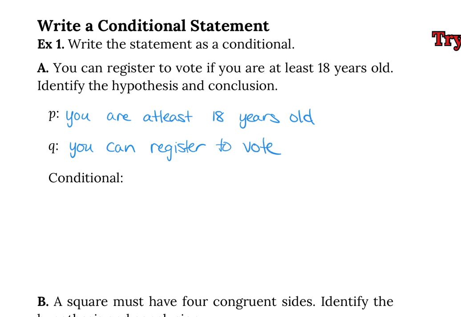So then to write our conditional statement, we're just going to set that up into conditional statement form. So if P, well, our P is you are at least 18 years old, so if you are at least 18 years old, then you can register to vote.